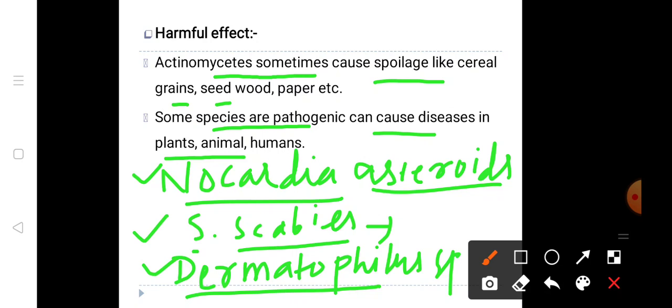Then from the classification, we have seen that Bergey's Manual of Systematic Bacteriology, Volume 4, mentions the actinomycetes. And then we have seen the reproduction: mostly they reproduce by spore formation or by fission. Then we have seen the beneficial effects and the harmful effects of actinomycetes.